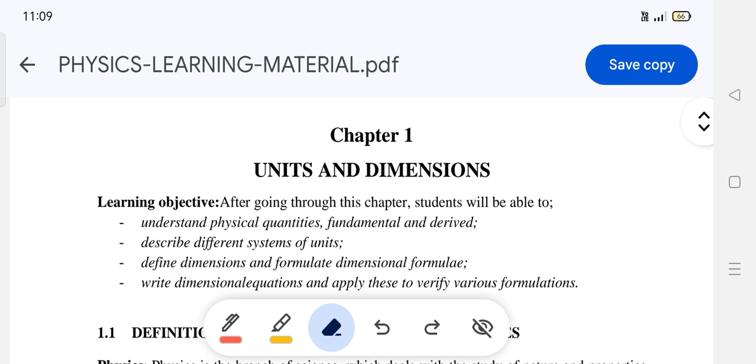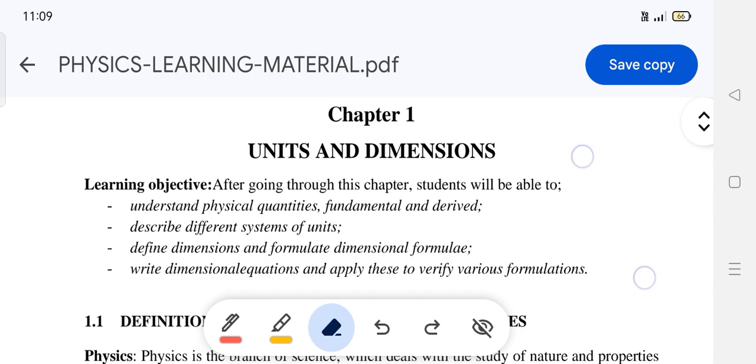Today I would like to discuss a chapter called Units and Dimensions of Intermediate First Year. Let us go on. Firstly, before learning this chapter, we should learn what physics is, what physics deals with, and how these dimensions are.